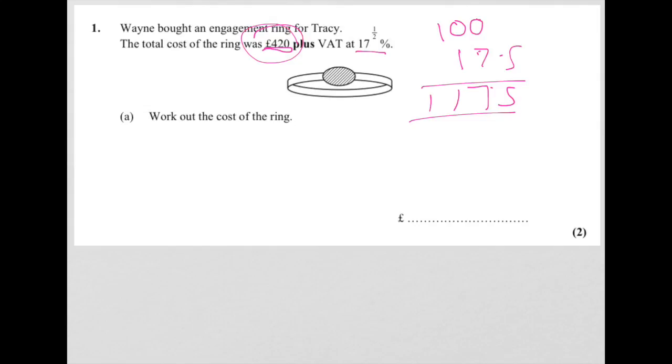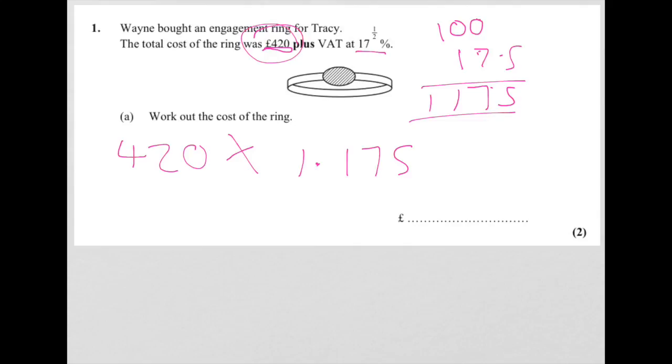As this is a calculator question, I'm going to need to convert my percentage into a decimal. And you'll remember that to convert a percentage into a decimal, I simply need to divide by 100. So if I divide this by 100, I get a percentage multiplier of 1.175. Now, I'm ready to answer the question. So all I need to do, into my calculator, is 420 multiplied by 1.175.